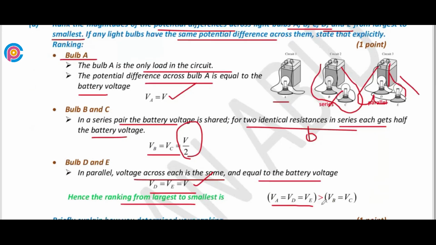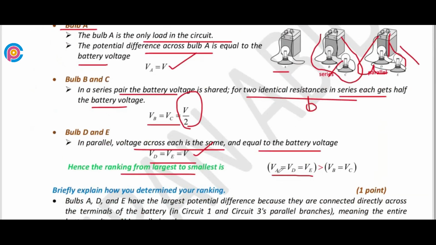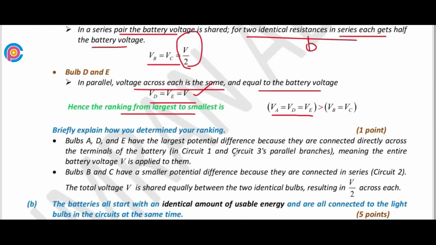That's the greater value, while theirs is the half. So we come to know the ranking: VA, VD, VE have more potential difference as compared to VB and VC. Okay. Explain how you determined your ranking.